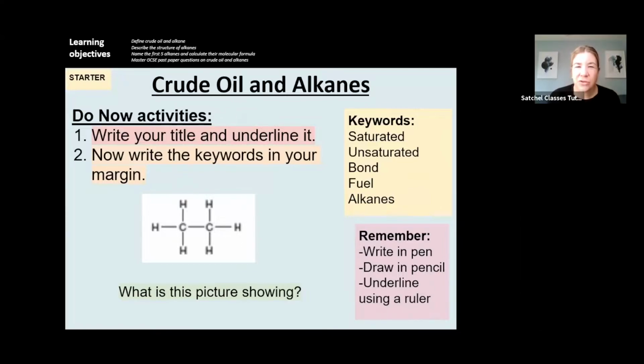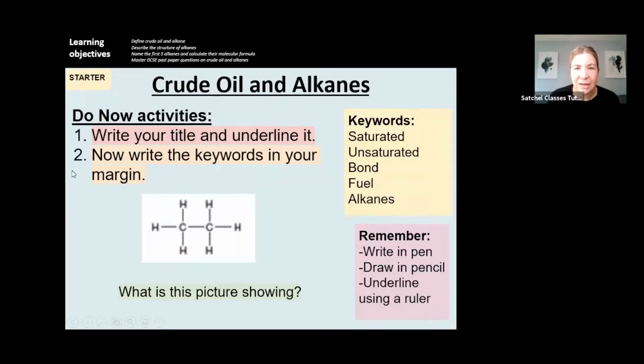Today's title is Crude Oil and Alkanes. And there are key words at the side: saturated, unsaturated, bond, fuel, and alkanes. There is a starter question to get you thinking. It says, what is this picture showing? It's quite a big question.